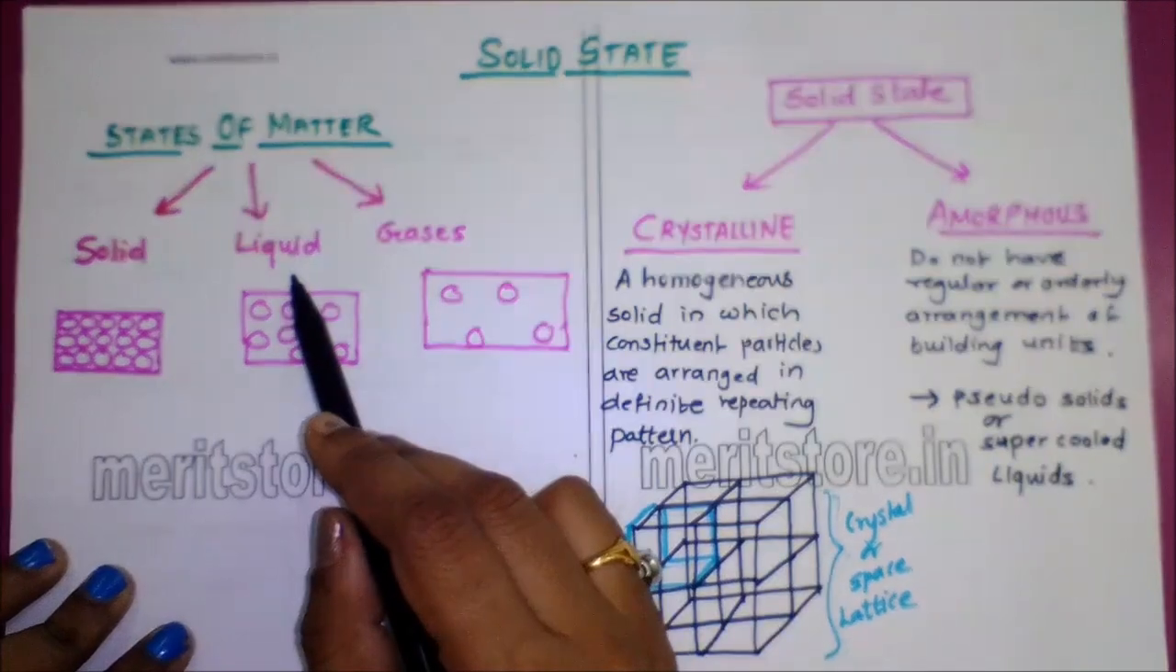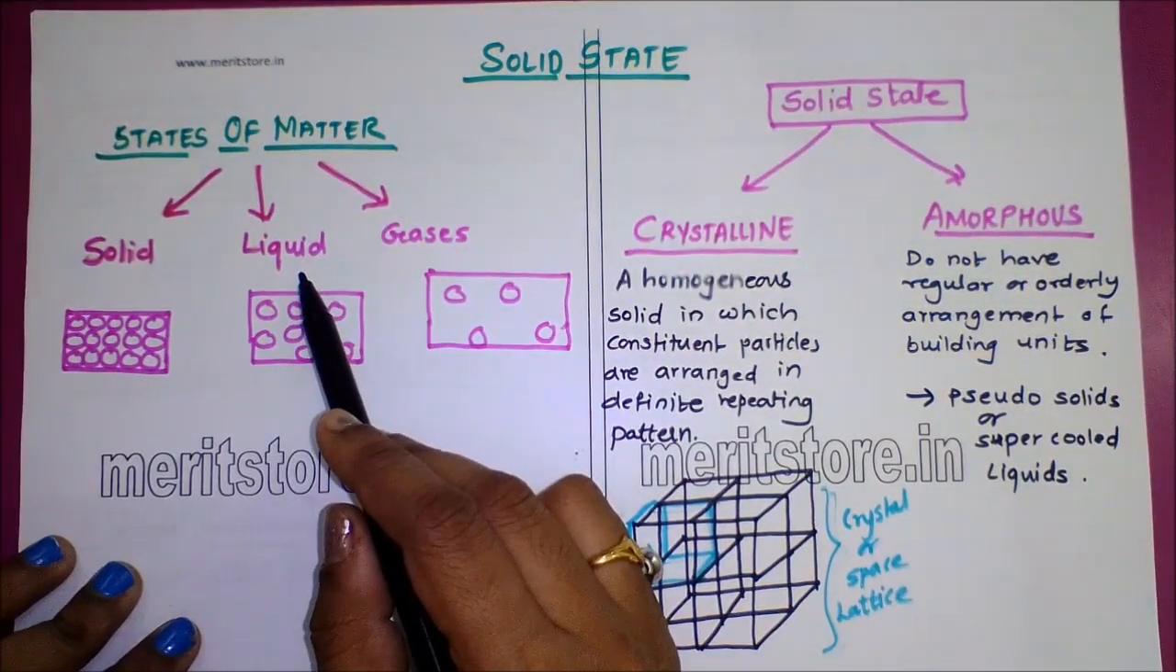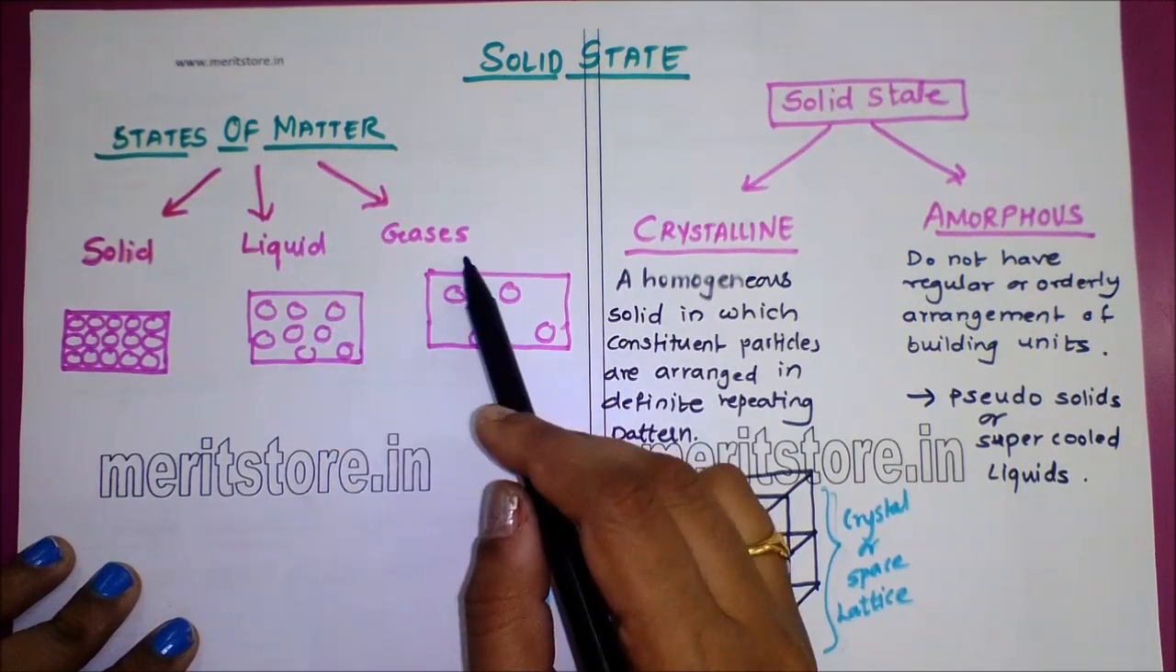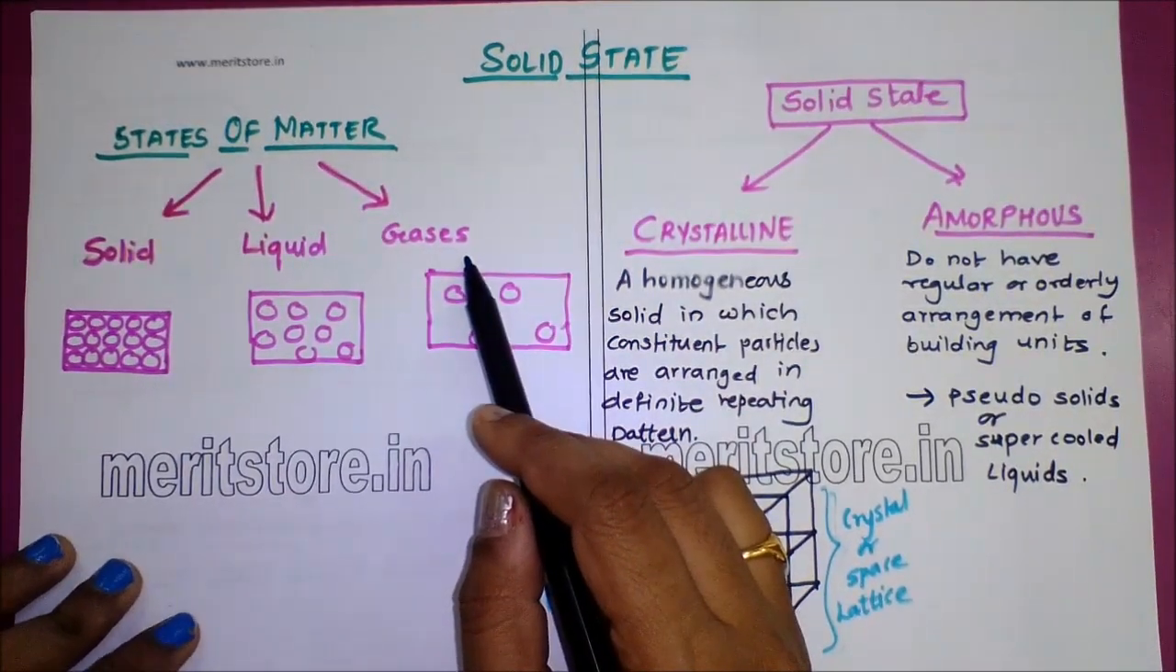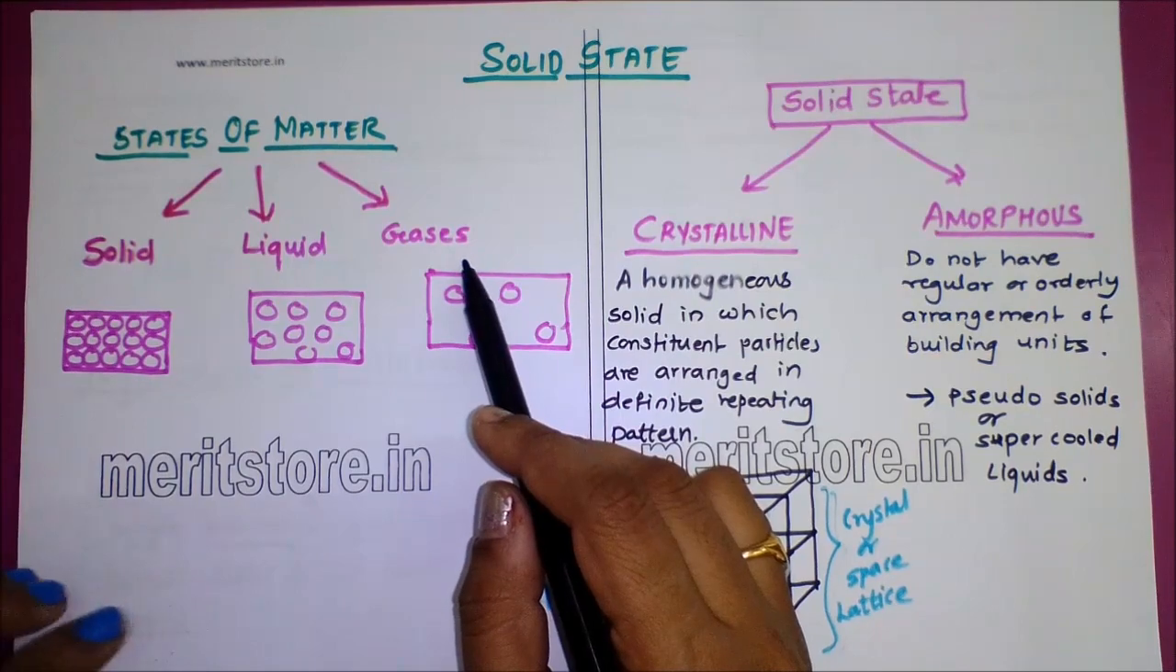In case of liquids, we say they have definite mass and volume, but they do not have definite shape. While in case of gases, they don't have definite volume as well as shape, but they have definite mass.